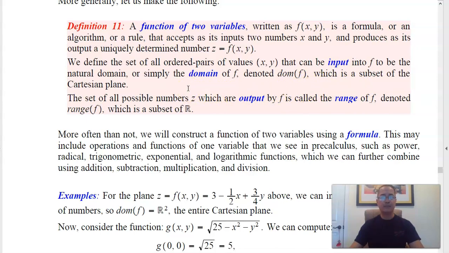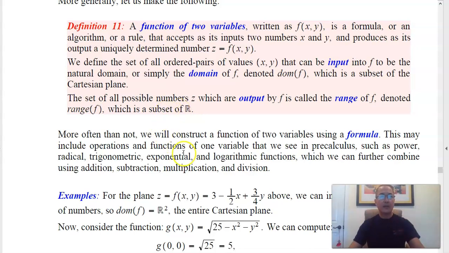So in our first example, it was the entire Cartesian plane, R2. There's nothing wrong with that. In fact, that's the best possible scenario. The set of all possible numbers z which are output by f is called the range of f, denoted range of f, which is a subset of R, because it's just a single number. What are all the numbers you can output? That's a subset of the set of all real numbers.